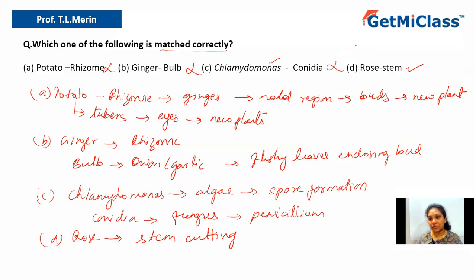So let us conclude. What is the answer? The answer is option D, that is rose and stem. Rose can be reproduced by utilizing the stem. I hope you understood the explanation.